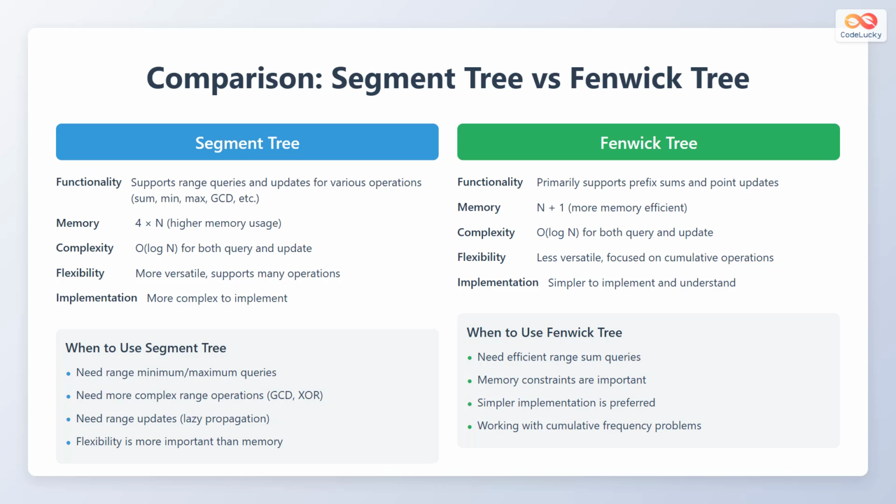When to use Fenwick tree? If you need efficient range sum queries. If memory constraints are important. If a simpler implementation is preferred. If you're working with cumulative frequency problems, then you can choose Fenwick tree.